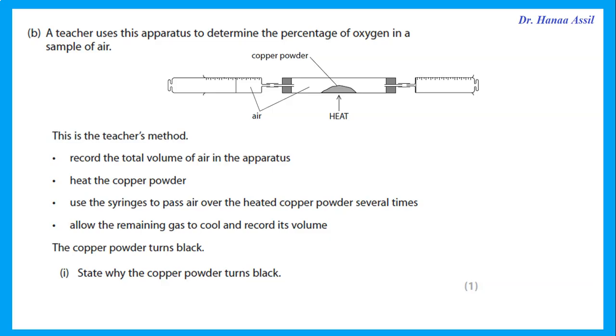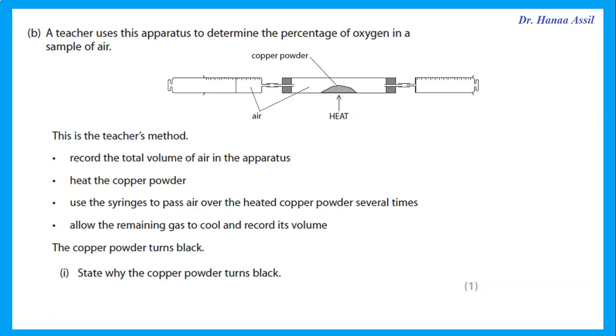Okay, a teacher uses this apparatus to determine the percentage of oxygen in a sample of air. So we have copper powder in that tube. Record the total volume of air in the apparatus. Heat the copper powder. Use the syringes to pass air over the heated copper powder several times. Allow the remaining gas to cool and then record the final volume.